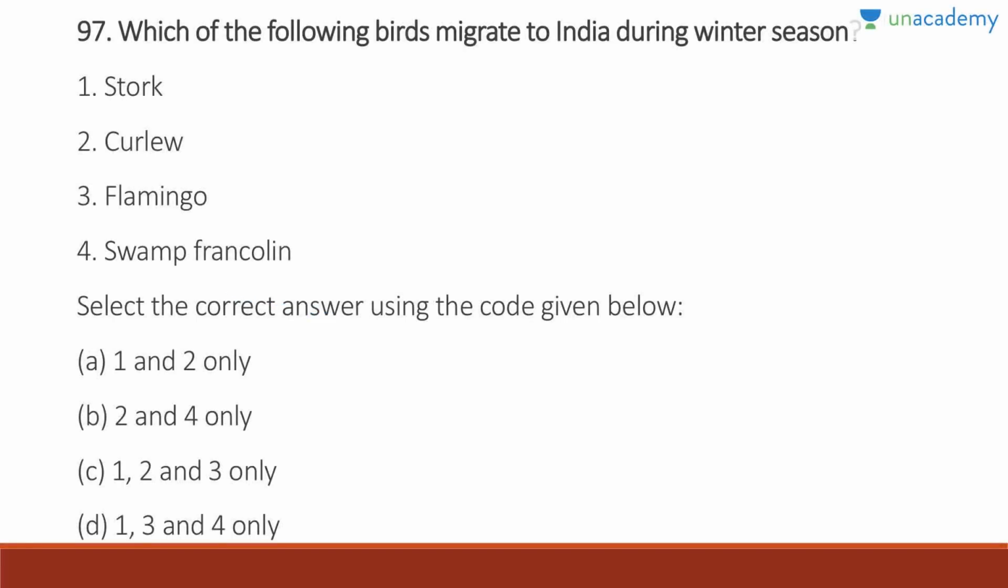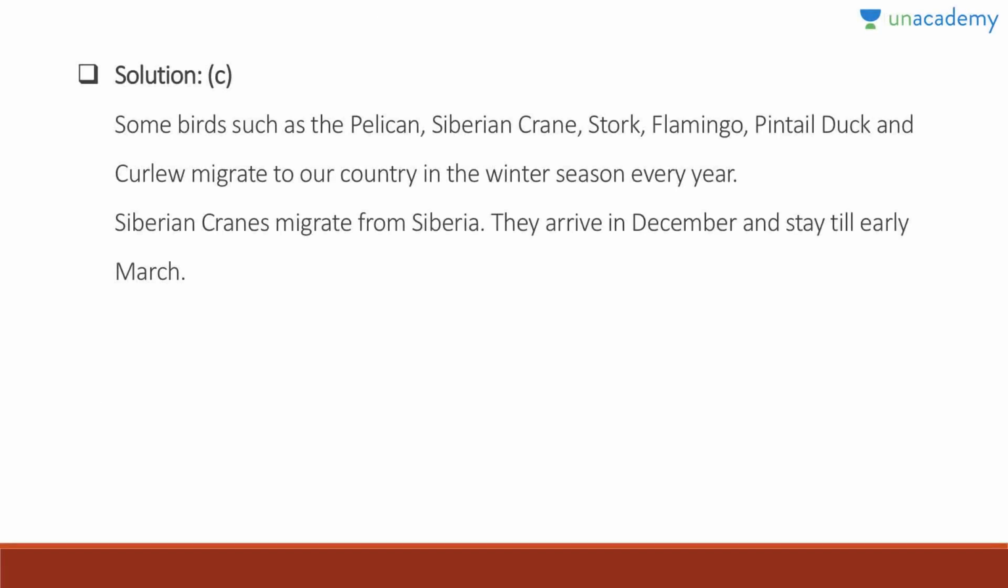Question number 97. Which of the following birds migrate to India during the winter season? Stork, curlew, flamingo, all these are correct, but swamp francolin is wrong. So answer here is C, 1, 2, 3. Some birds like pelican, Siberian crane, stork, flamingo, pintail duck, curlew migrate to our country in the winter season every year. And Siberian cranes migrate from Siberia. They arrive in December and they stay till early March.